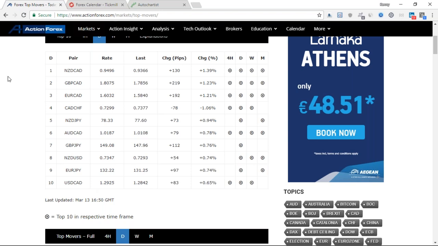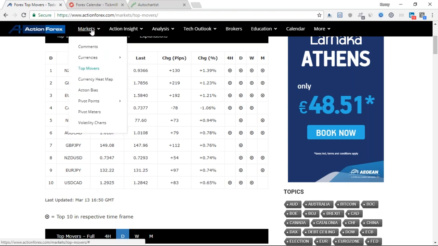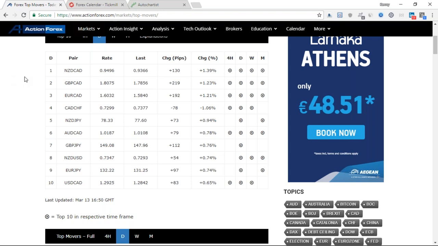And how do you do that is by going onto Action Forex. You go onto markets and you choose top movers. That actually gives you an idea of the top 10 pairs that are actually moving the most, but also focused by the majority of the traders and investors at the time. Okay, just to give you a bit of an idea. So you go on top 10 movers.